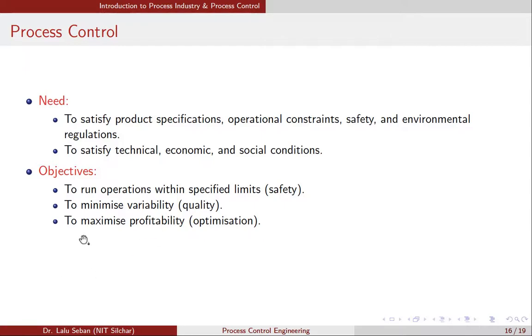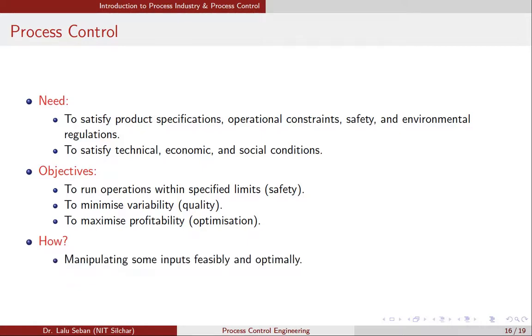Then the third thing is to maximize the profit. We have seen how to maximize the profit. So we can summarize the objectives: the first one is safety, the second is with respect to quality, and the third is with respect to optimization.